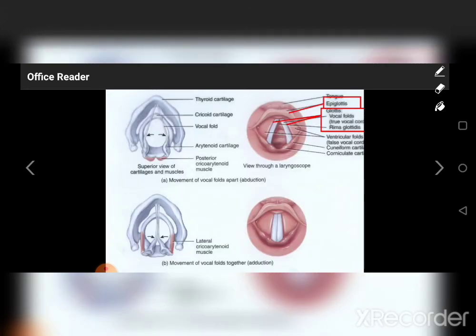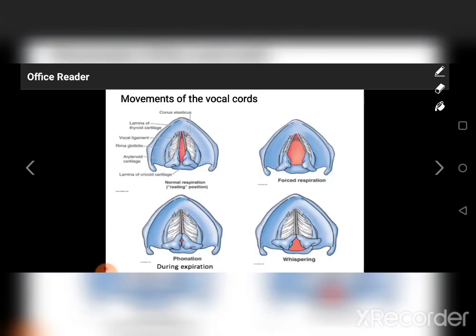Here again we can see the adduction and the abduction movement of the vocal cords and the muscles which are causing them. Here again the muscles and the position of the rima glottidis at the time of forced respiration, during normal expiration and whispering.